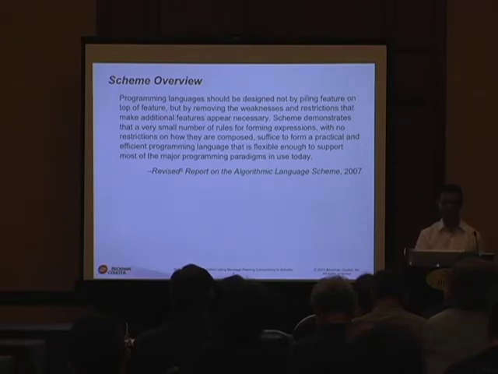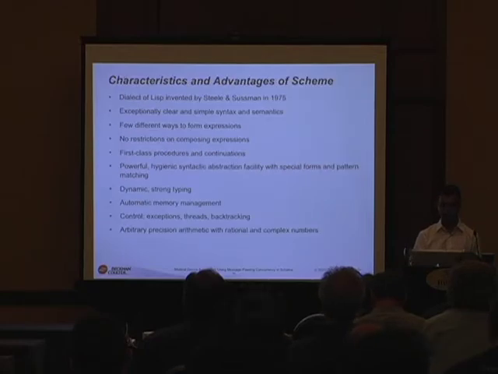So the overview of Scheme is, like Dave said, the idea behind it is that we have small rules, and then we don't want to keep adding features to it. The idea is if you remove restrictions, you don't need a lot of features. For those of you who are not very familiar with Scheme, it was invented in '75 by Steele and Sussman. One of the most important things for us is first-class procedures and continuations, which we actually use to implement processes Erlang style.